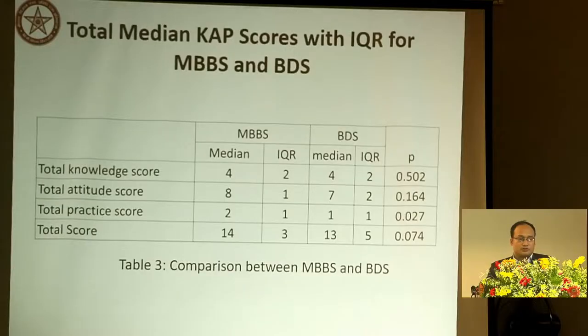When we compare the median scores for MBBS and BDS, a significant difference has been seen in the practice scores, but there was no significant difference in the knowledge scores. That is, the p-value is less than 0.05 in the case of practice scores. Thus, the total scores were also not significant.